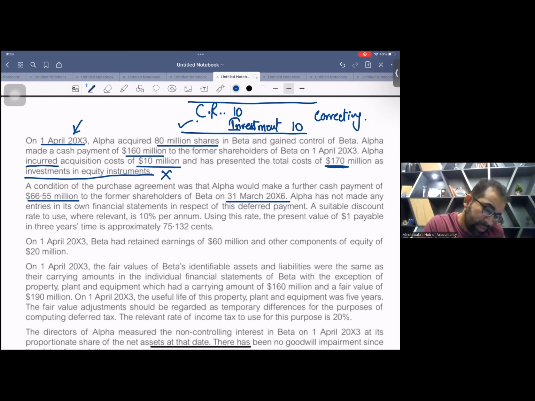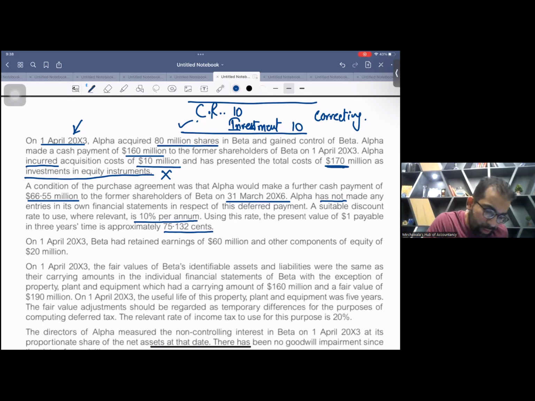Now, Alpha openly they are saying has not made any entries in its own financial statement in respect of deferred payment. So yes, we have to do it from zero. A suitable discount rate to use where relevant is 10% per annum. Using the rate, the present value of $1 payable in 3 years time is approximately 75.132 cents. 75.132, not dollars, it's cents.